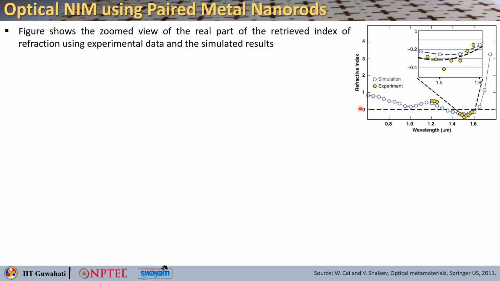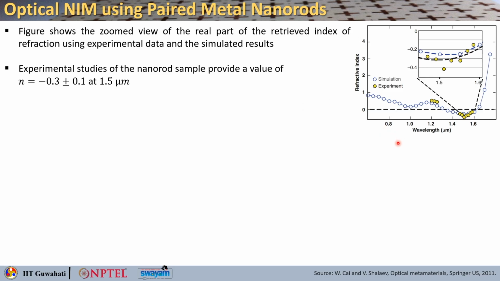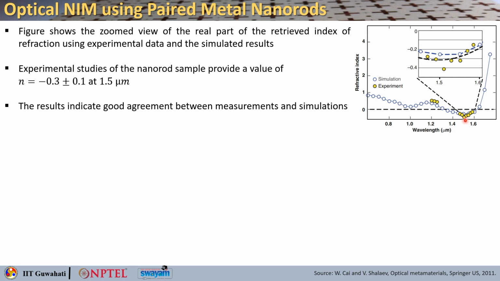This particular figure shows the zoomed view of the real part of the retrieved index of refraction using the experimental data and the simulation results. Experimental studies of the nanorod sample provide a value of n, which is minus 0.3 plus minus 0.1 at 1.5 micron. Okay, this is the zoomed version shown here. This result is in good agreement between the simulation and experiment. As you can see, there is a very good overlap here.